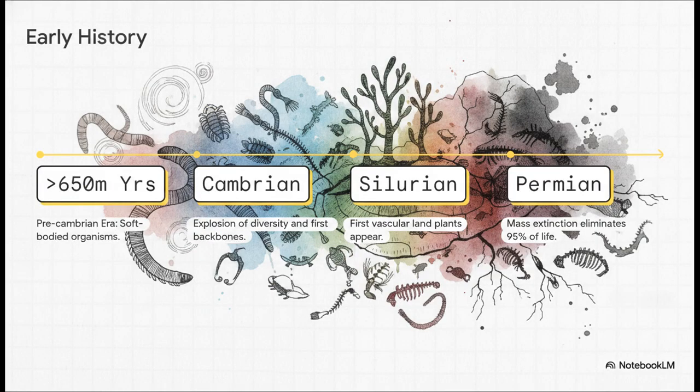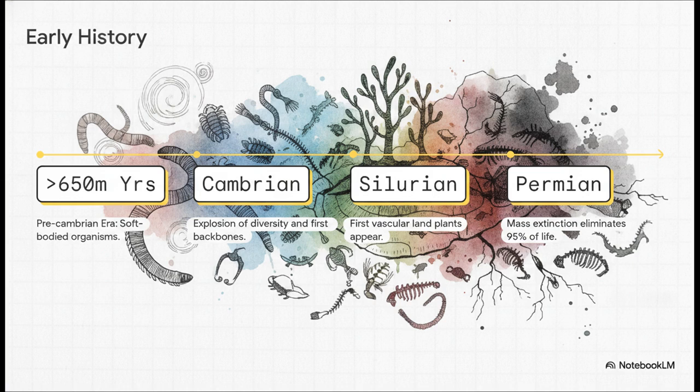Way back, over 650 million years ago, we have the Precambrian era. This is a bit of a mystery era because life was mostly simple, squishy, soft-bodied organisms like worms that didn't leave hard fossils behind for us to dig up. But move forward to the Cambrian period and boom, an absolute explosion of diversity. We get complex organs and the very first creatures with actual backbones.